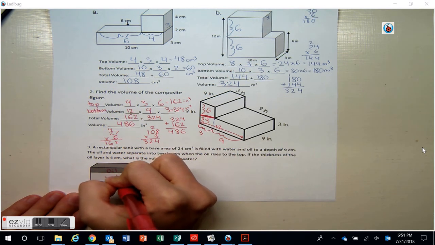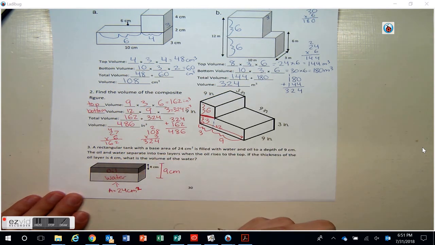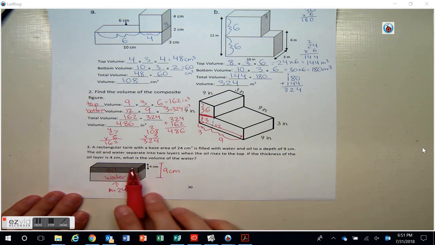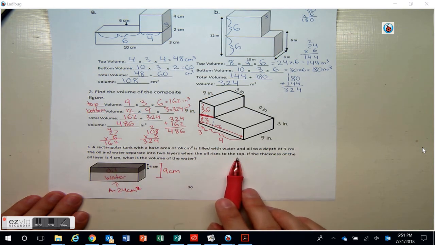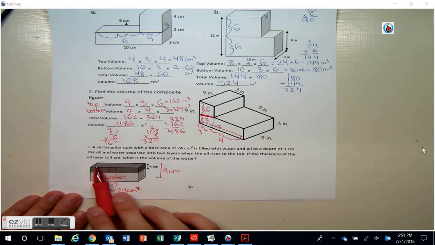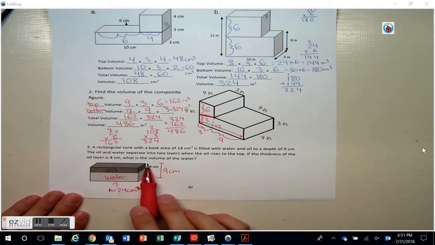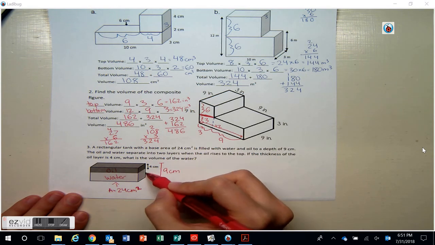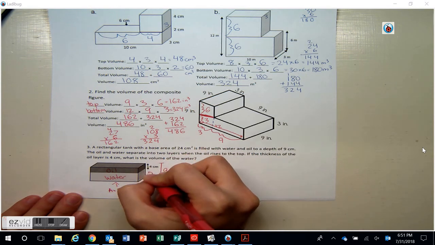I like labeling the information that they give me from the problem, so it makes it a lot easier for me. The oil and water separate into 2 layers, like we can see when the oil rises to the top. If the thickness of the oil layer is 4 centimeters, what is the volume of the water? If this is 9, what's this, guys? This is going to be 5.